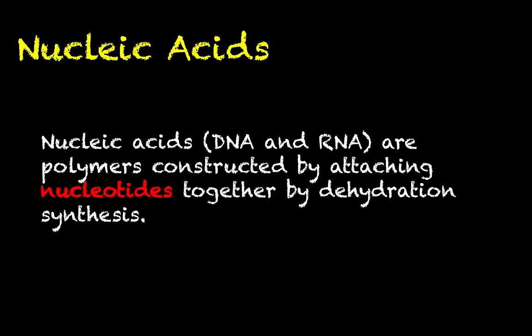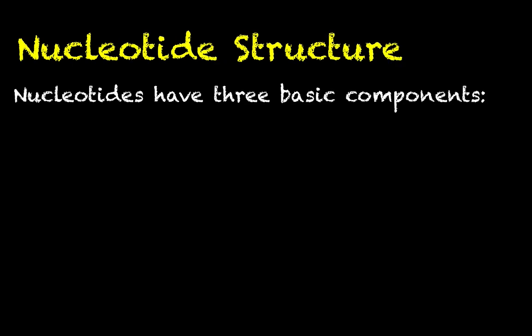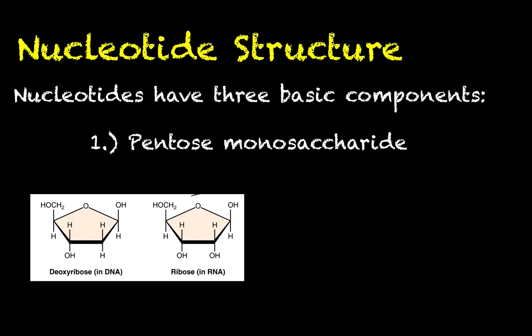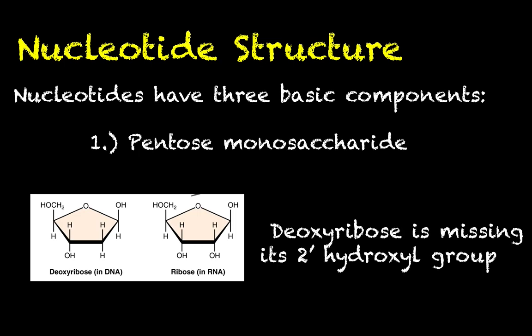So nucleic acids, which of course encompass both DNA and RNA, are polymers that are constructed by attaching nucleotide monomers together by dehydration synthesis. Nucleotides themselves have three basic components. First, they consist of a pentose monosaccharide, deoxyribose in DNA, or ribose in RNA. You'll notice that the difference between deoxyribose and ribose is that deoxyribose is missing its 2' hydroxyl group.